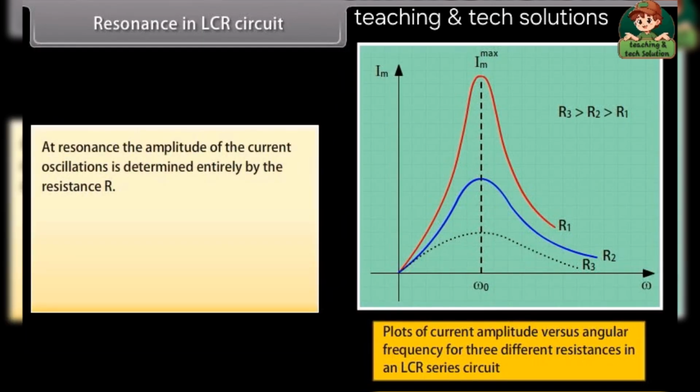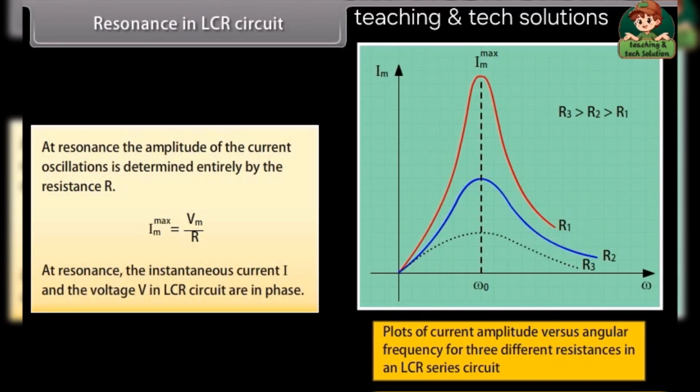At resonance, the amplitude of the current oscillations is determined entirely by the resistance R. Im max is equal to Vm upon R. At resonance, the instantaneous current I and the voltage V in LCR circuit are in phase.